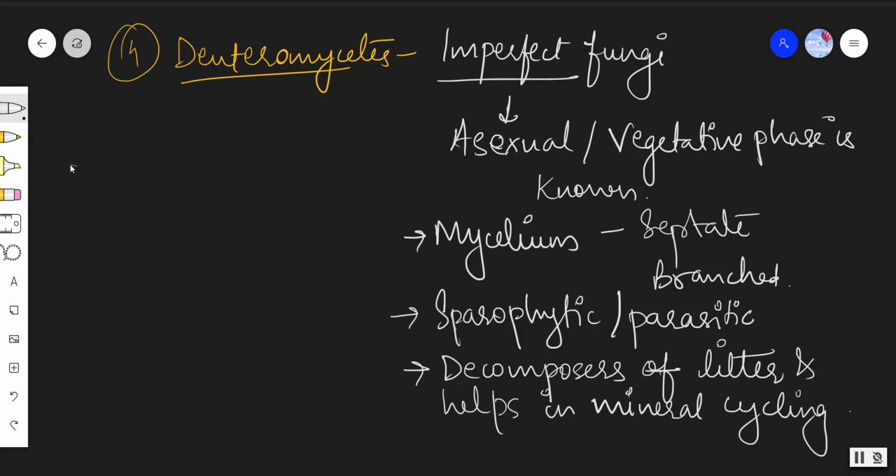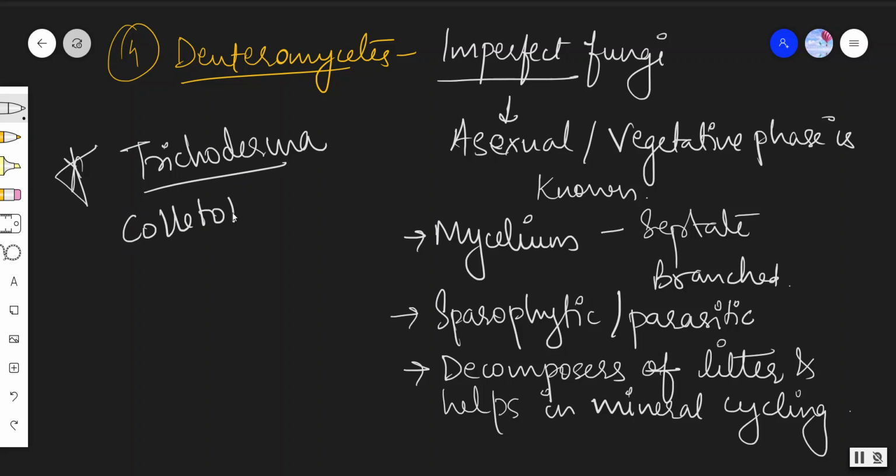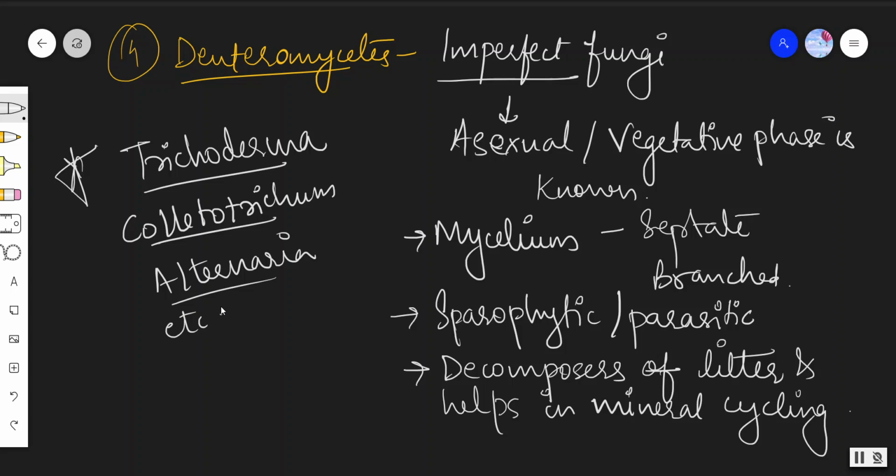Examples of this are Trichoderma, another one is Colletotrichum, another one is Alternaria, etc. There are numerous ones. So this is all about Deuteromycetes, and here we are closing our kingdom Fungi.